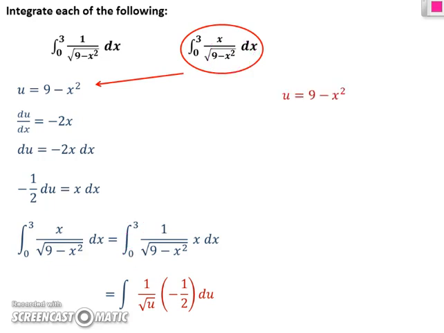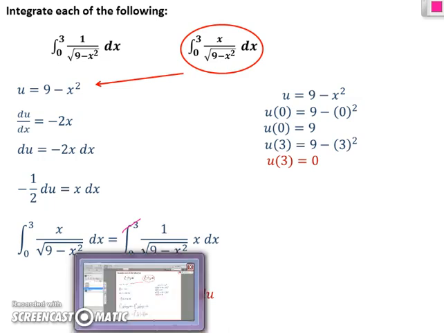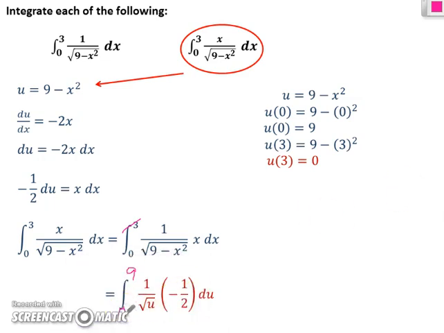So you start out with your u situation that you created over here, and all you do is plug in. Take this and plug it in for x. When x equals 0, u is going to equal 9. So you would really just put a 9 here instead of a 0. And you do the same thing with the 3. When x equals 3, u is going to equal 0. So instead of a 3 up here, it's actually a 0. So now you have two new limits of integration that match your u's.